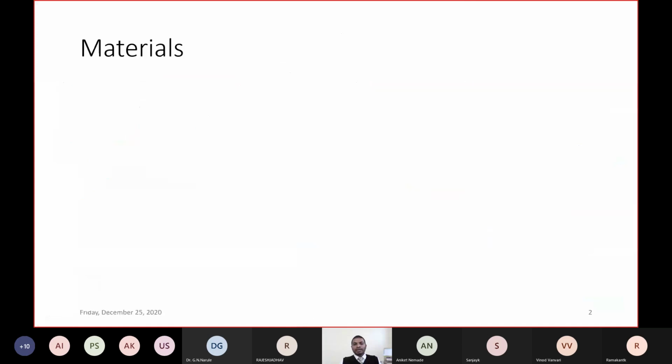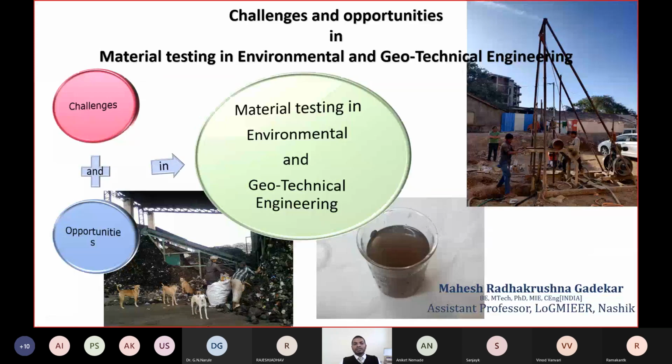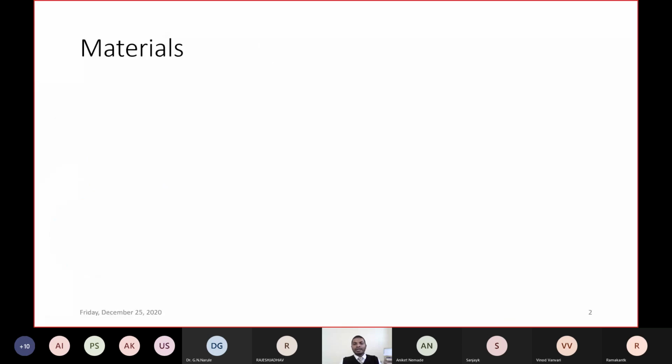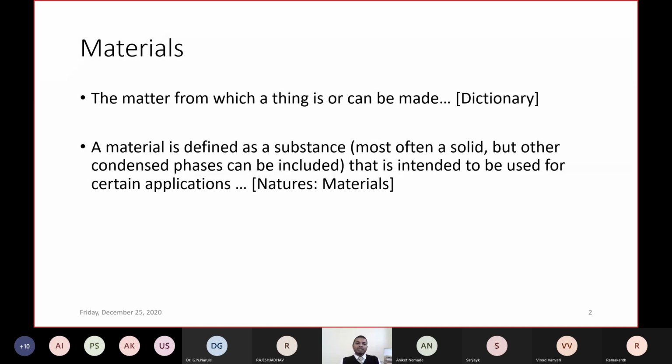Okay, so first of all, when we are talking about materials in engineering, what is a material? It is the matter from which a thing can be made, or it is made up of, which is the dictionary meaning. And by nature, a material is defined as a substance, often a solid, but other condensed phases can also be included, that is intended to be used for a certain application. In our case, we are utilizing that for building materials, and also whatever infrastructure we are having. It might be roads, it might be STPs, WTPs, ETPs, or buildings. All are associated with these materials, and even the soil over which our structures are resting. So it's quite an important topic to understand what materials are and how they are being analyzed.